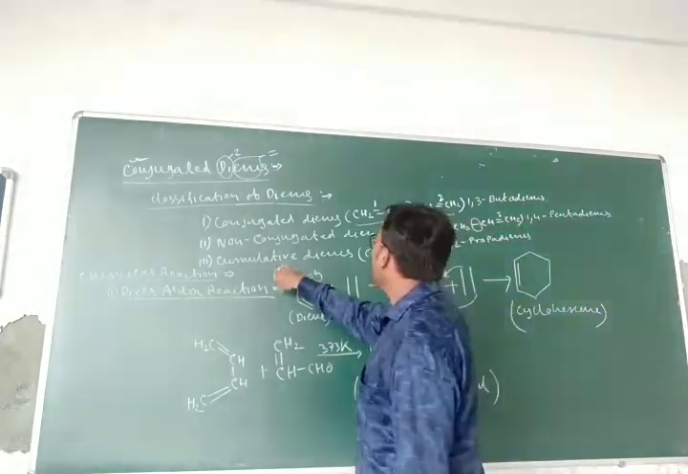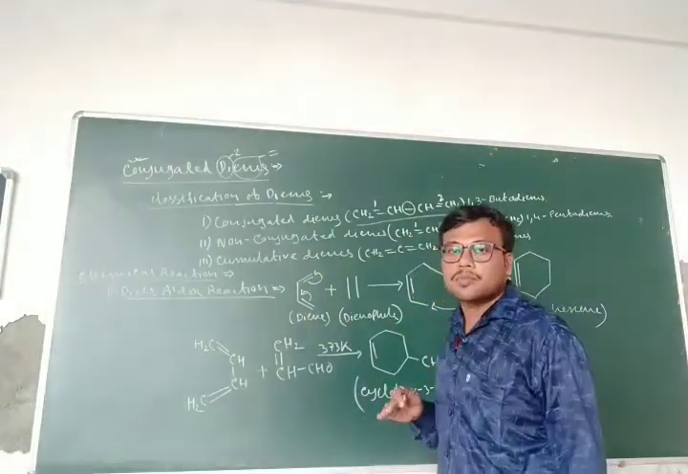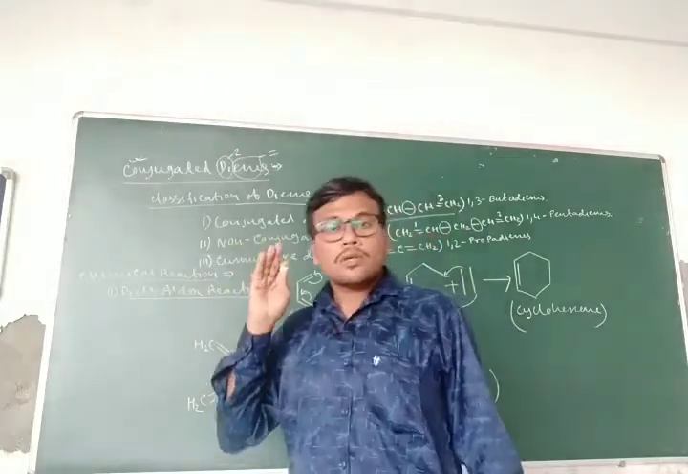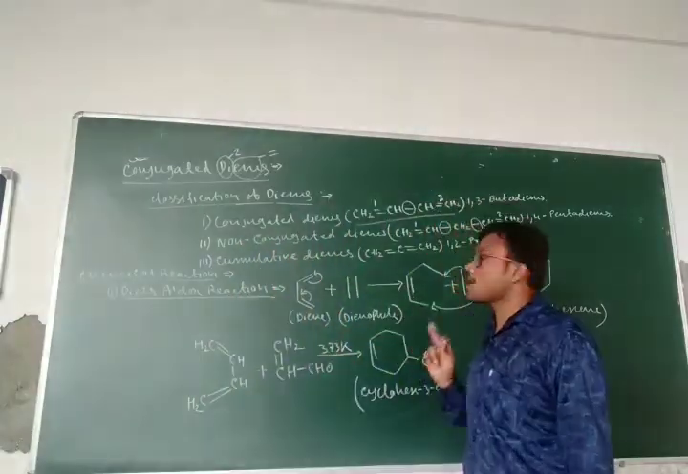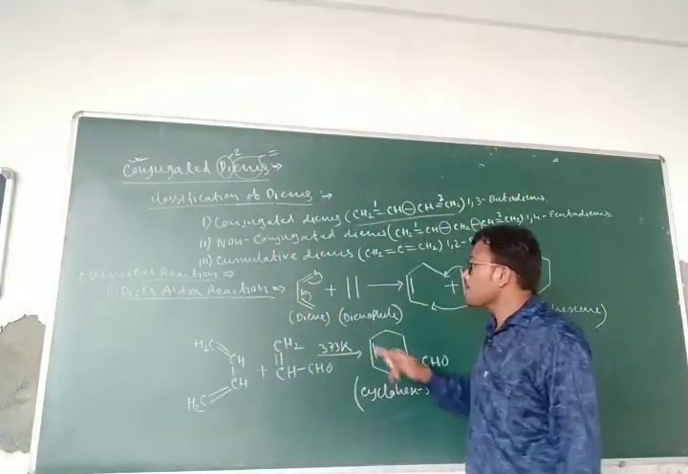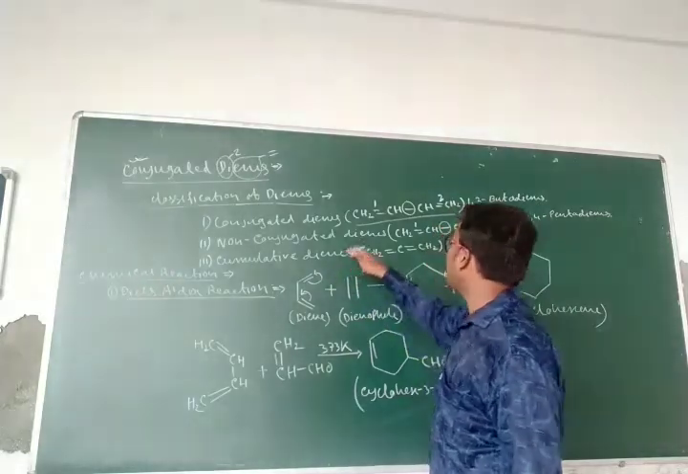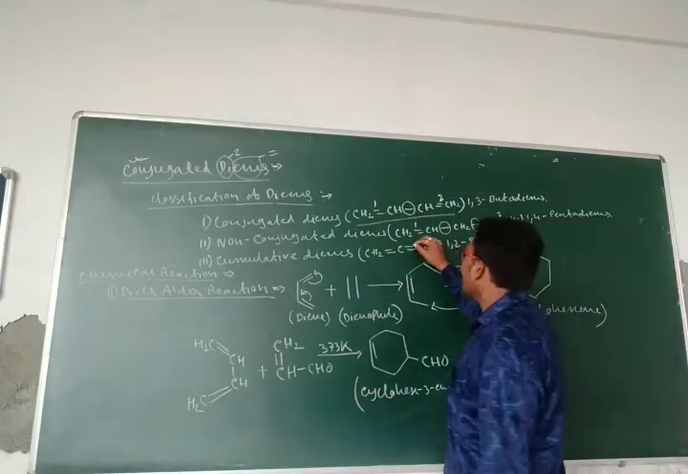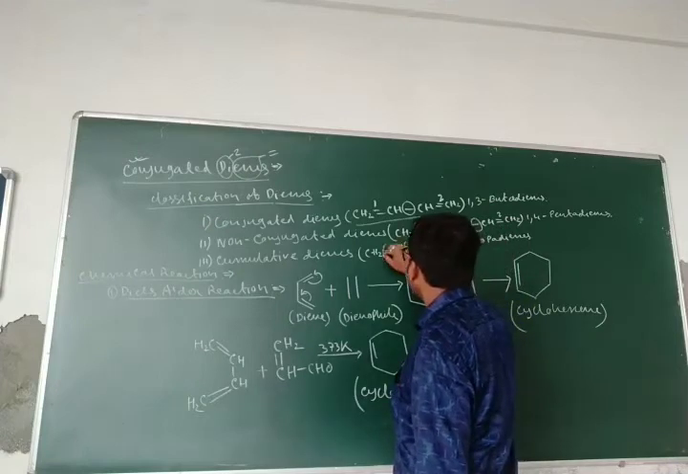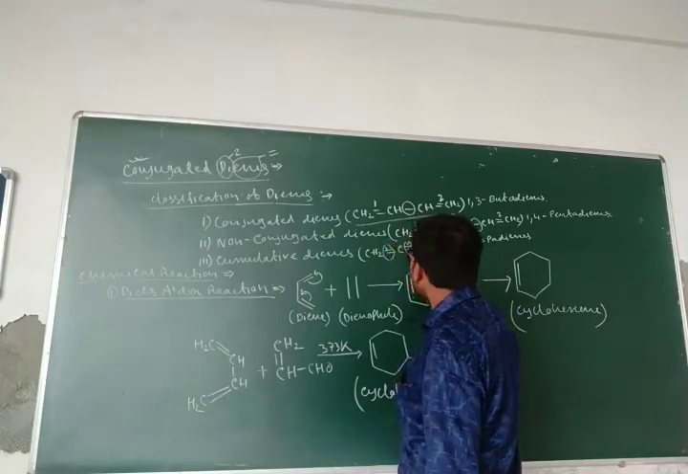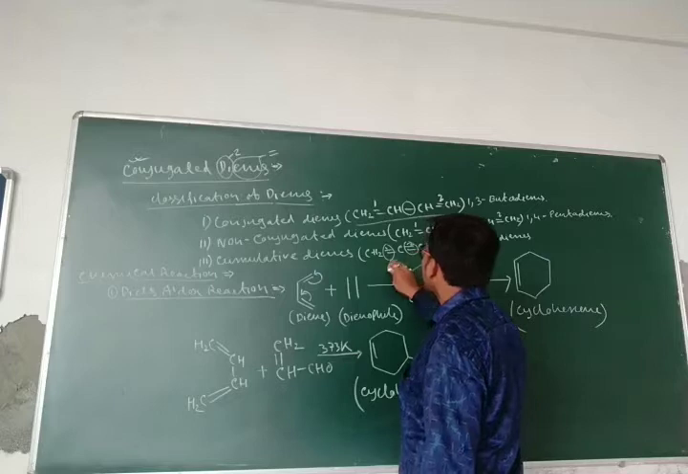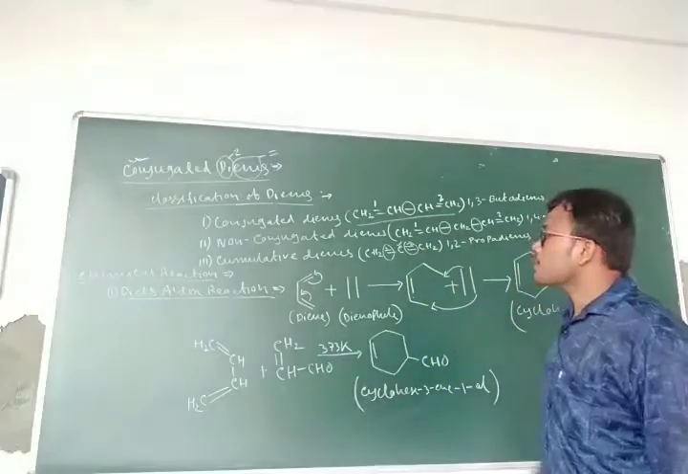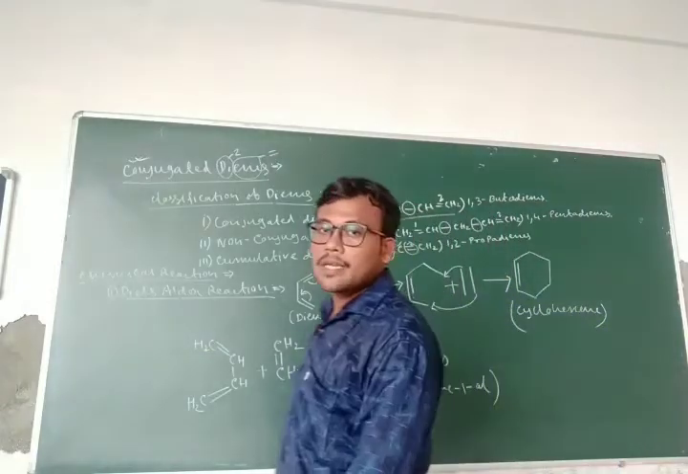Next is cumulative dienes. Cumulative dienes are those in which two double bonds are connected to a single carbon atom. The example is 1,2-propadiene. Here the two double bonds are connected with each other by a single carbon atom. So that's why it is called a cumulative diene.